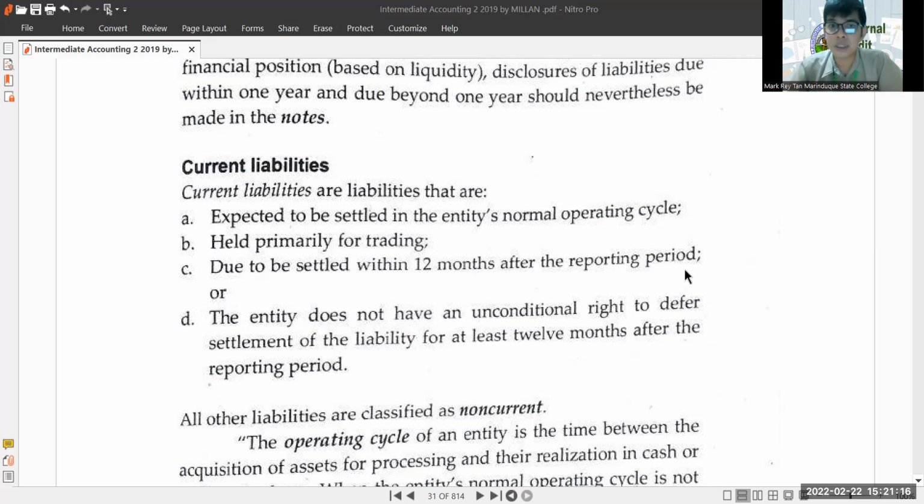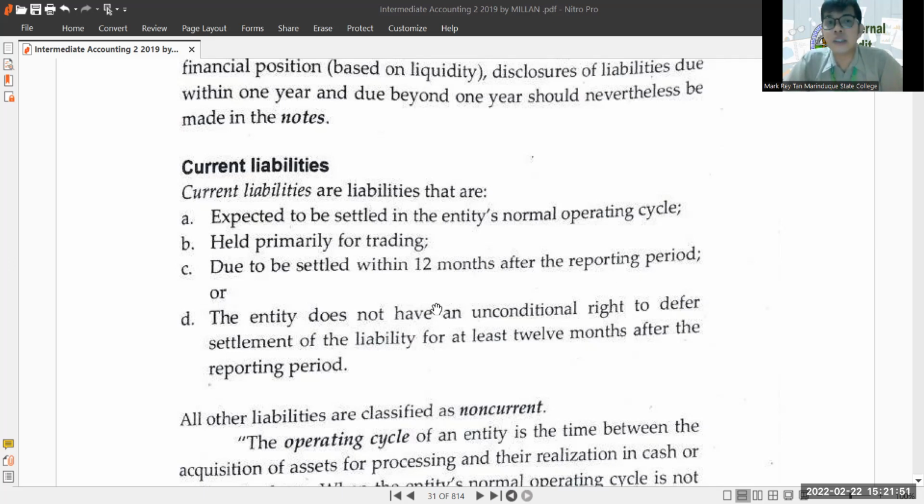So that is assuming that the entity is using the calendar year. Kasi merong iba't ibang klaseng year na ginagamit ang entity. Anyway, that's not part of the discussion. So, ulitin ko. Dito sa letter C, for example, ang entity, ang kanyang end of the reporting period is December 31, 2022. So ito tinutukoy na within 12 months after the reporting period, that is until December 31, 2023.